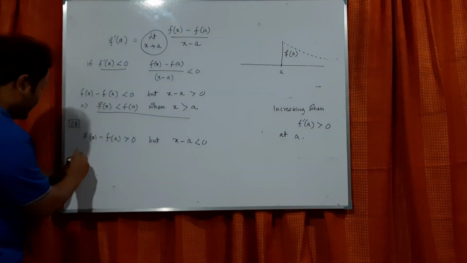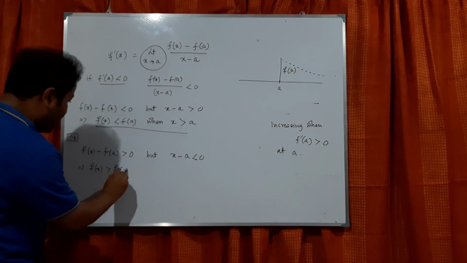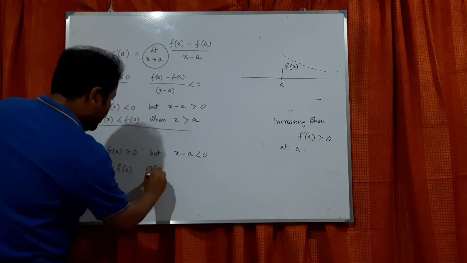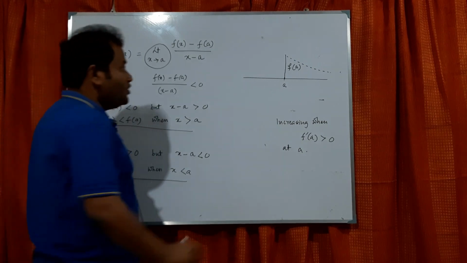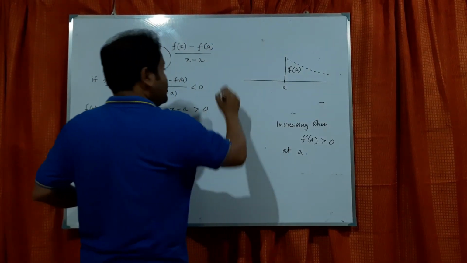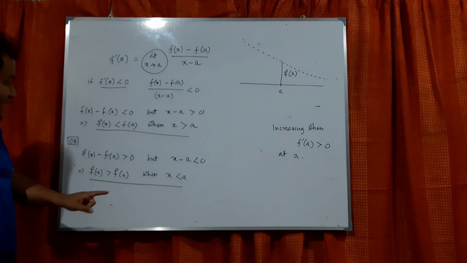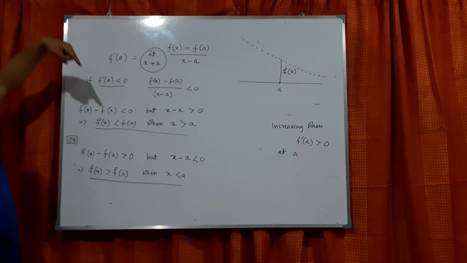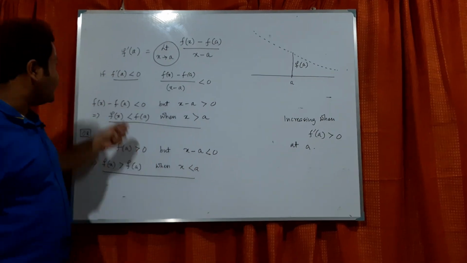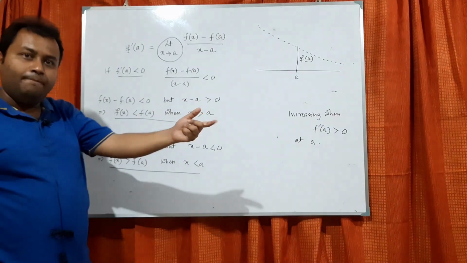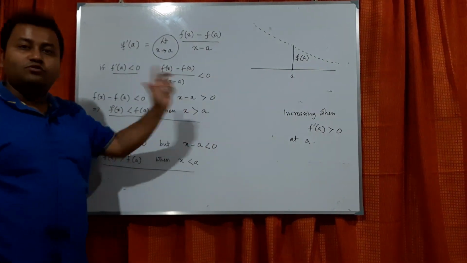And in the second condition, what have we got? f(x) greater than f of a when x is less than a. So the second condition we have got: when x is less than a, then f(x) will be more than f of a. So it will be something like this. Now you see from the diagram it is clear that the curve is decreasing. Understand? So we have two conditions: when the derivative value is positive, the curve is increasing; when the derivative value is negative, the curve is decreasing.